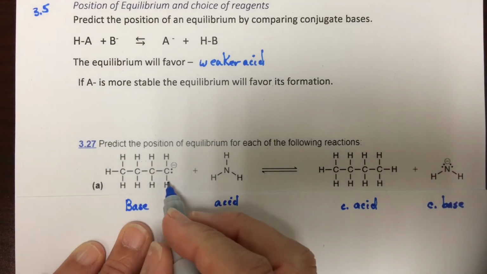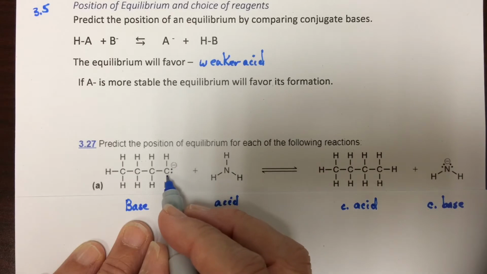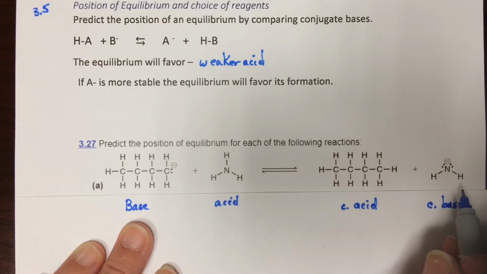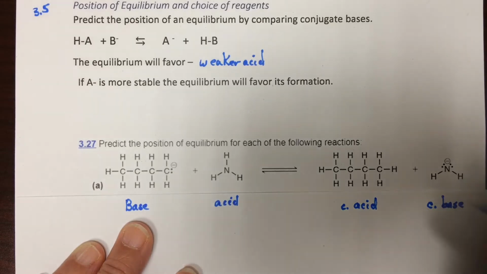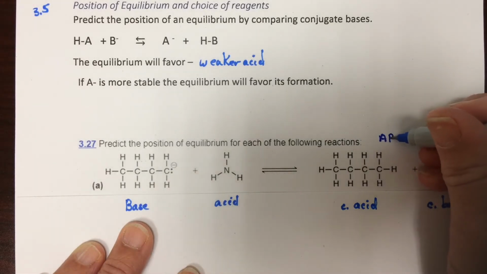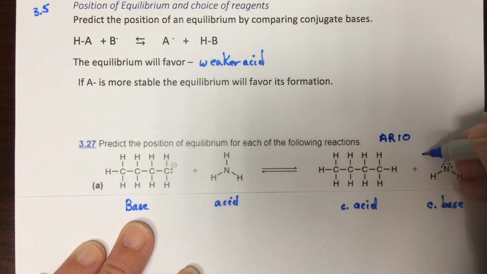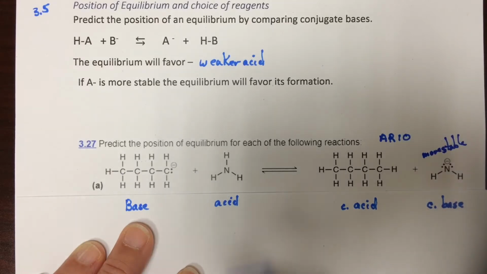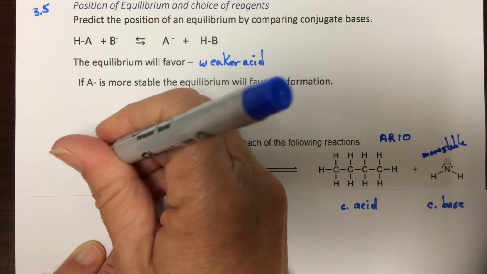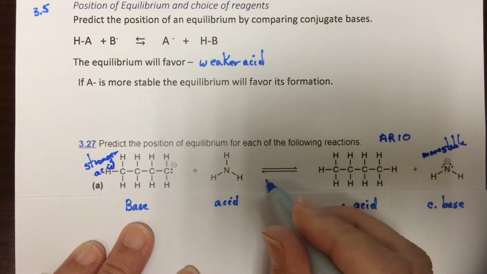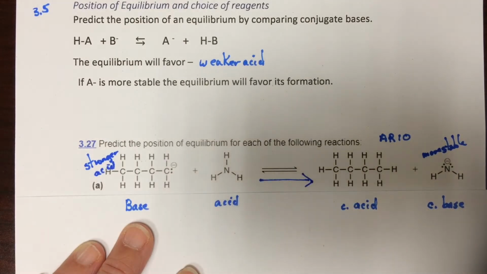Well, here we have a negative charge on a carbon, and over here we have a negative charge on a nitrogen. In general, we can go back to our system where we go atoms, resonance, induction, orbitals. This will be the more stable. Okay, that means that this is the stronger, this is a stronger acid. And so our equilibrium is going to be this direction.